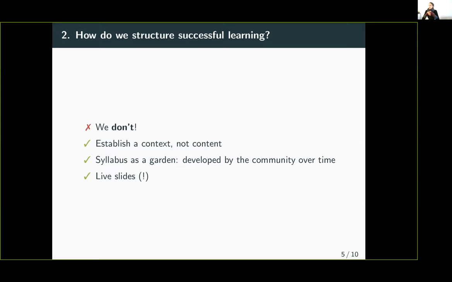The second question we could ask ourselves is, how do we structure successful learning? And the answer of the rhizomatic school is we don't, which shouldn't surprise you by now. So what we want to do is establish a context, but not the content. And again, here's the garden metaphor. We see the syllabus or the curriculum as a garden, which we plant and design together with the students as we go along.